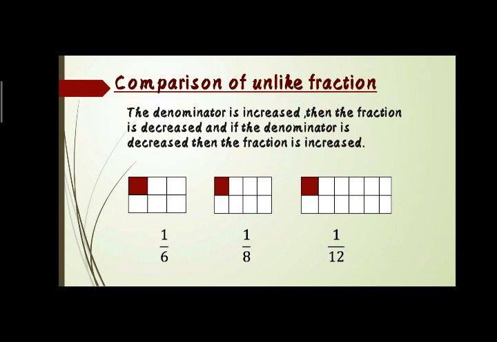Then compared to each other, the size of the part of 1 upon 8 is smaller than 1 upon 6. It means 1 upon 8 is smaller than 1 upon 6. And move to the next one. Here the size of the part is much smaller than 1 upon 8. It means 1 upon 12 is smaller than 1 upon 8. Now I am repeating again, if the denominator is increased, like this one, then the fraction is decreased, smaller. If the denominator is decreased, the fraction is increased.